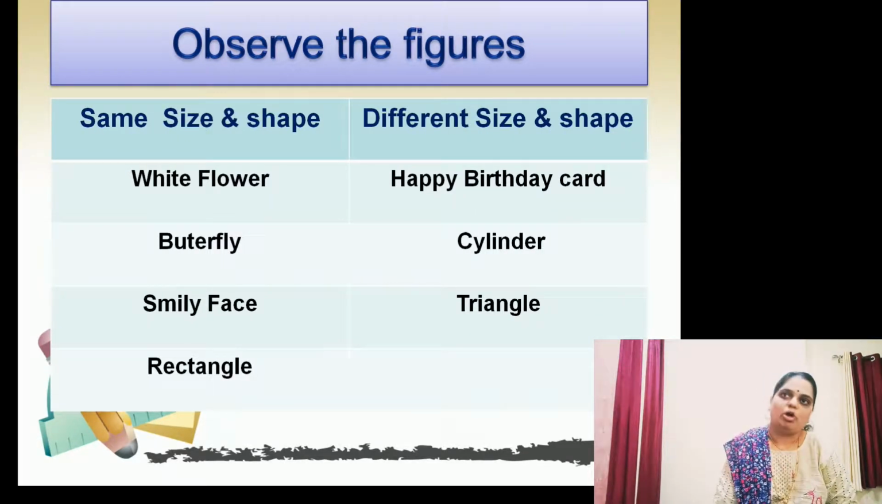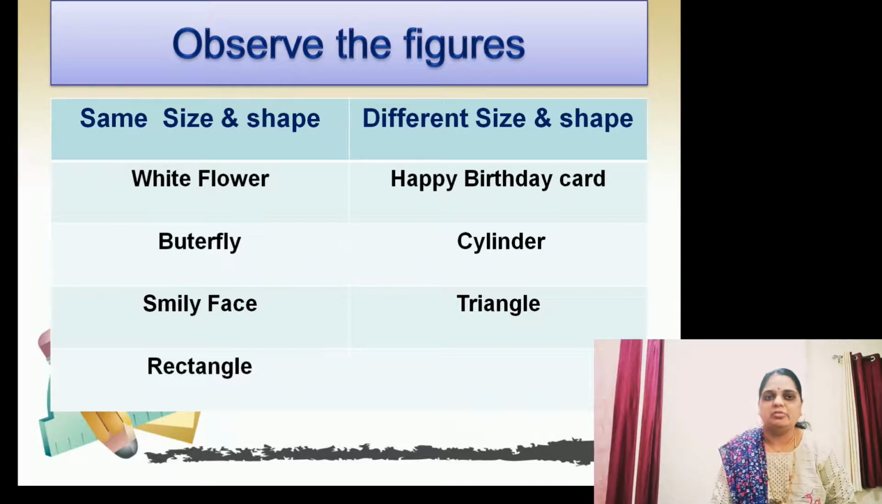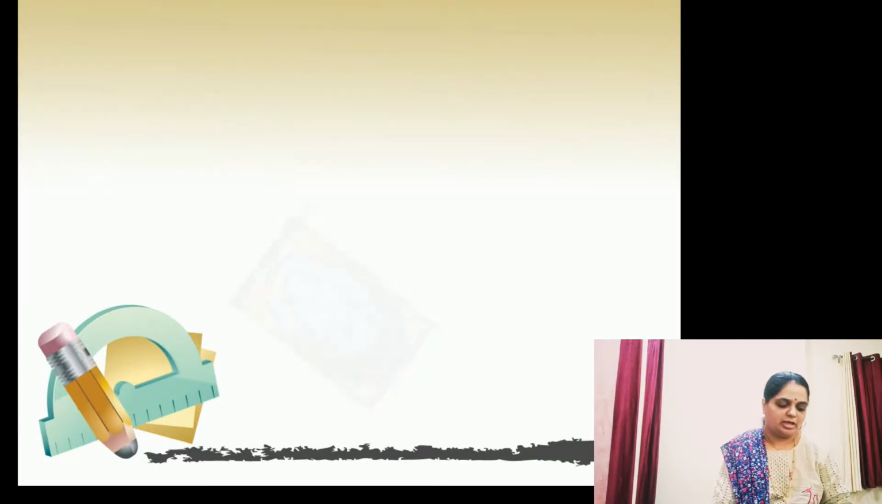From observing the figures, we conclude that the white flowers, butterflies, smiley faces and rectangles have the same size and same shape. And the happy birthday cards, cylinders and triangles have different size and shape.